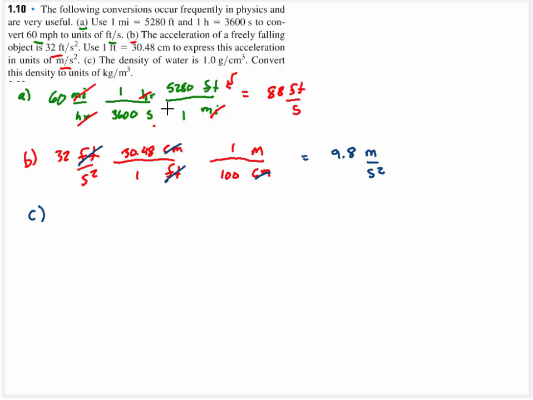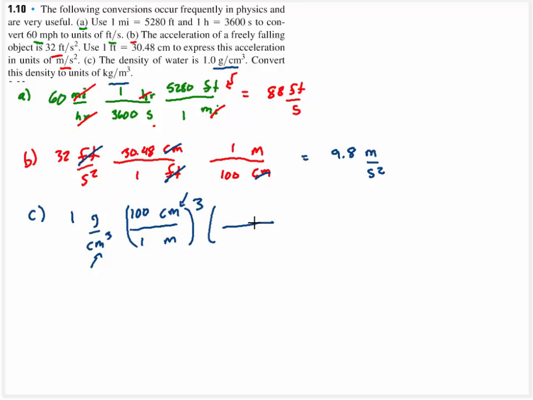Lastly, part C, we want to convert grams per cubic centimeter to kilograms per cubic meter. So go ahead and write this out, grams per centimeters cubed. And what we want to do is get rid of the centimeters and put meters up on top. 1 meter is 100 centimeters. Now we're talking about centimeters cubed right here, and that's not going to cancel out unless we go ahead and say I'm going to cube this entire quantity.